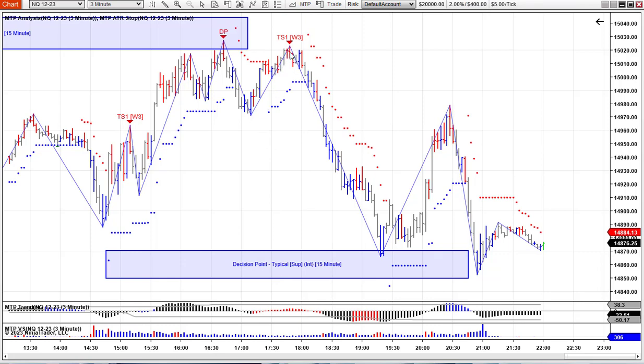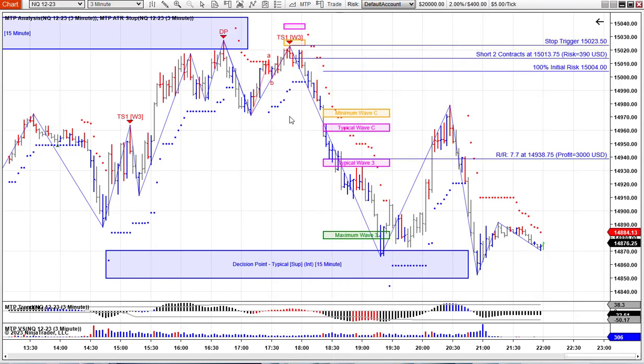So a more experienced trader could have looked at this and actually said, well, rather than coming out at the typical wave 3 WPT, we can see our MTP trend had gone strong as well because it had gone beyond our strength band there. You could look to run this trade a little bit further.